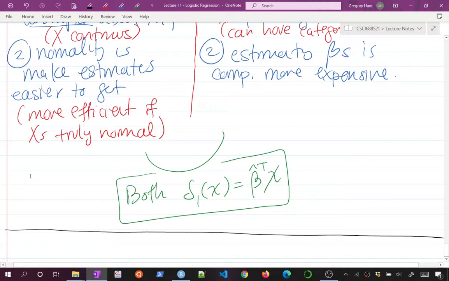Okay, so that is logistic regression, which is the last classification technique we're going to talk about for a bit. And we're going to pause and go back and talk about some regression going forward for a little bit now. Okay, but I'll stop here.